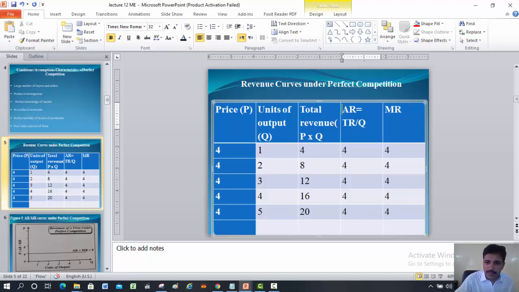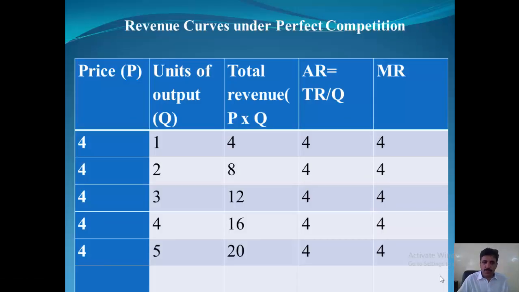So in the next column, average revenue has been shown. If you divide the total revenue by the quantity, if you divide 4 by 1, we get 4. If you divide 8 by 2, we get 4. 12 by 3, 4. 16 by 4, 4. And 20 by 5, 4. So the average revenue is equal to the price of the product in perfect competition.